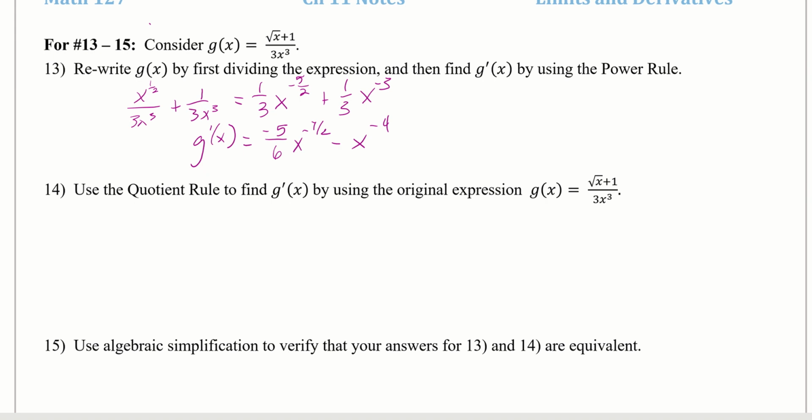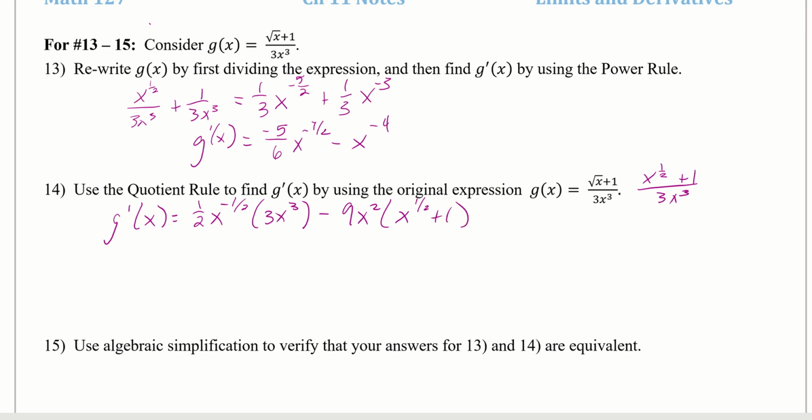Okay, so now it says use the quotient rule. I'm going to do x to the 1/2 plus 1 over 3x cubed. Okay, so derivative of the top. So that would be 1/2 x to the negative 1/2 times 3x cubed, minus derivative of the bottom, so 9x squared, times the top, all over the bottom squared.